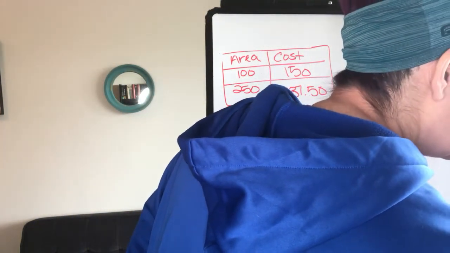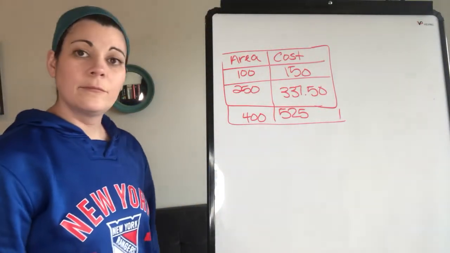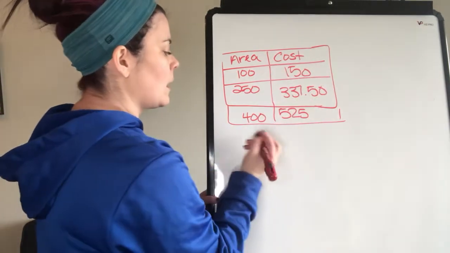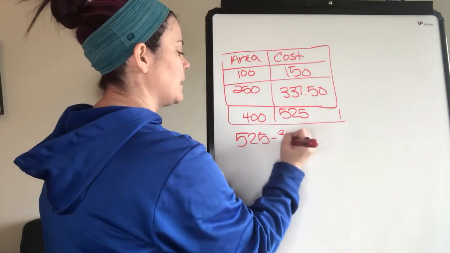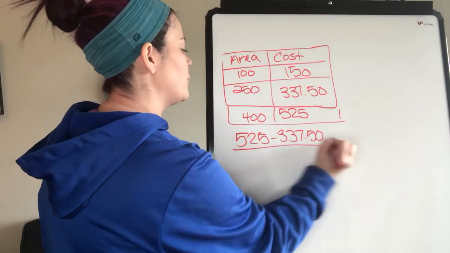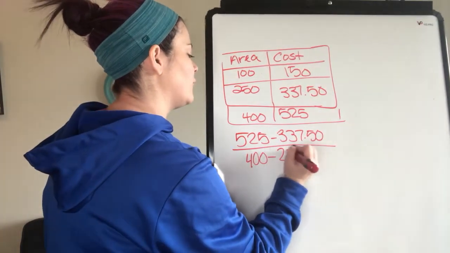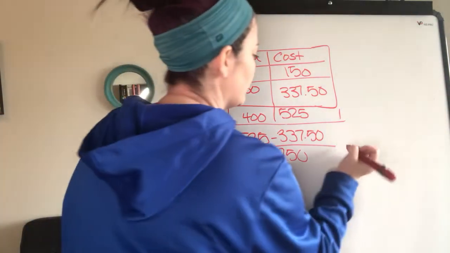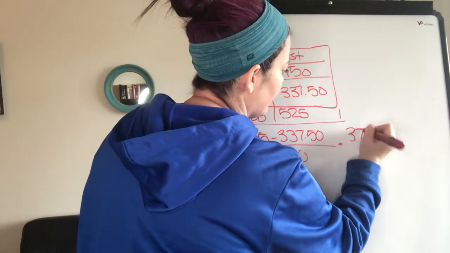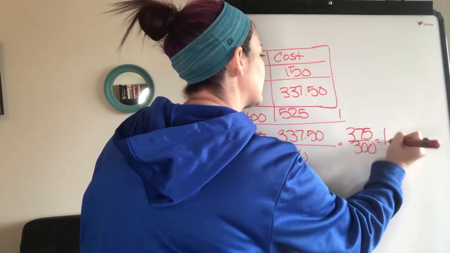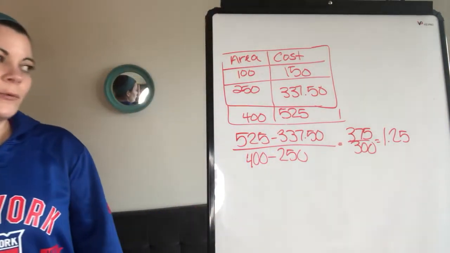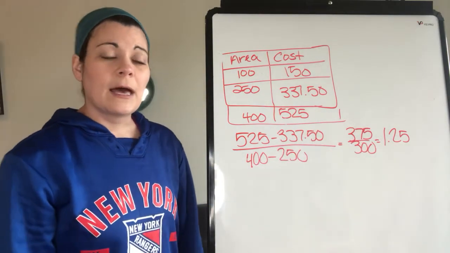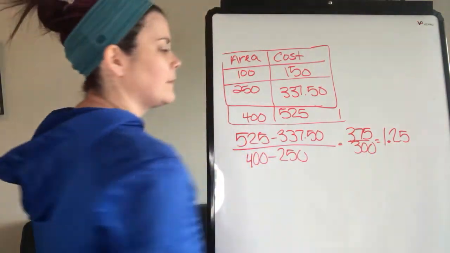So what I want to do first is find the slope. It doesn't matter what 2 points you use. I am going to use these 2. So the difference in y's first, so 525 minus 337.50 over the difference in x's, 400 minus 250. If I do this one first, I have to do the 400 first. That is the slope formula. So I'm going to do this, and I get 375 over 300, which equals 1.25. You can put your slope in decimal form. You could reduce this and leave it as a fraction, but I put it in decimal form. So 1.25 is my slope.